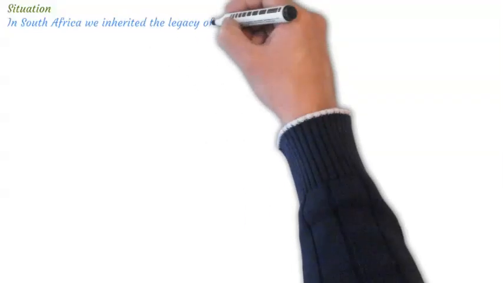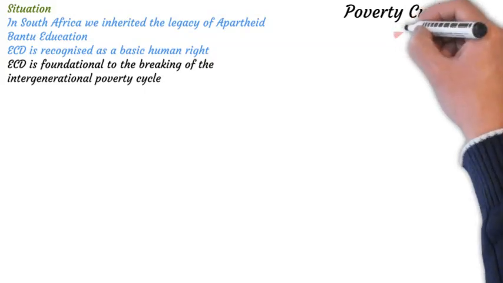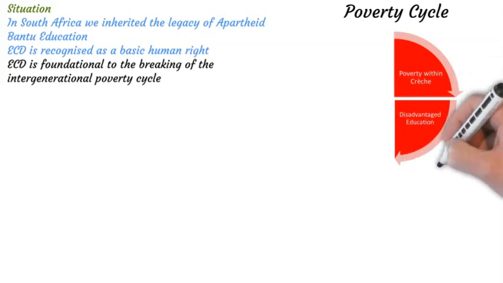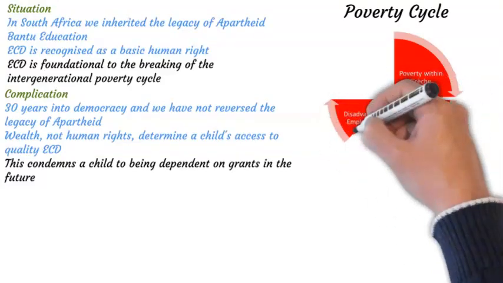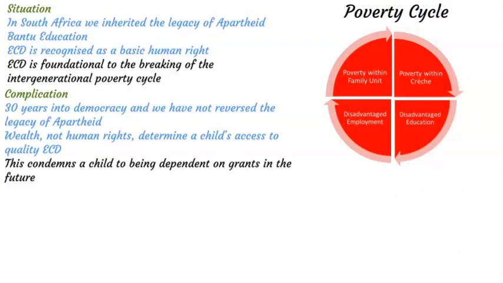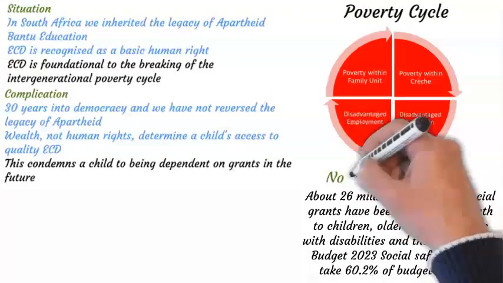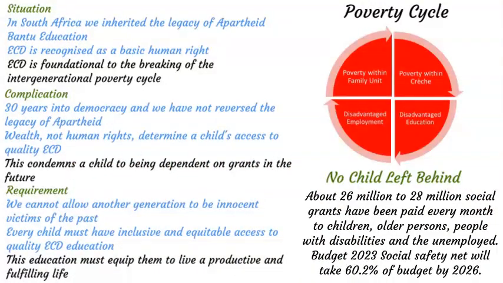The situation. ECD is critical for breaking the intergenerational poverty cycle. Quality early childhood education equips children with the skills and knowledge they need to succeed in school and in life. Complication. Without quality ECD, children are disadvantaged from the start and remain behind throughout their educational journey. This perpetuates the cycle of poverty, as they are less likely to secure jobs and more likely to depend on social grants. Requirement. We must ensure that no child is left behind at the ECD level. By investing in early education, we can break the poverty cycle and create a brighter future for all.